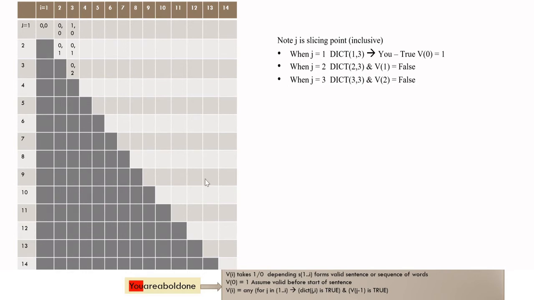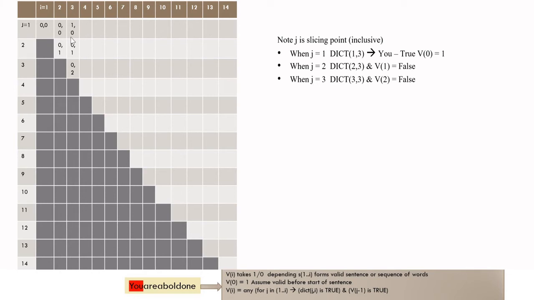And the next one, when you get to the third position, which is YOU, you can see that the very first one, when J equals 1, gives you YOU, the second gives OU, and the third gives U. These are all not going to work, but the first one works because it's part of the dictionary, and V0 is a 1 because that was our initial condition.